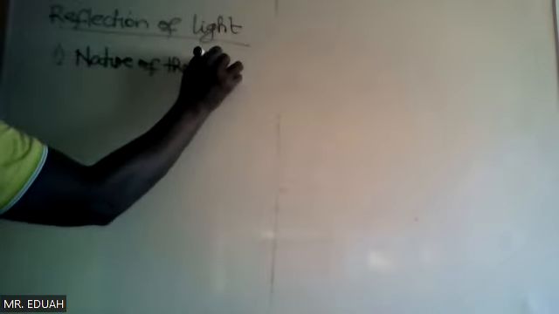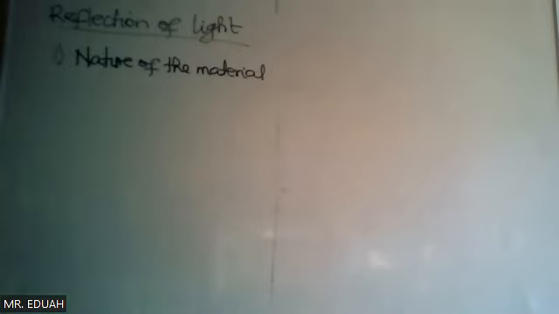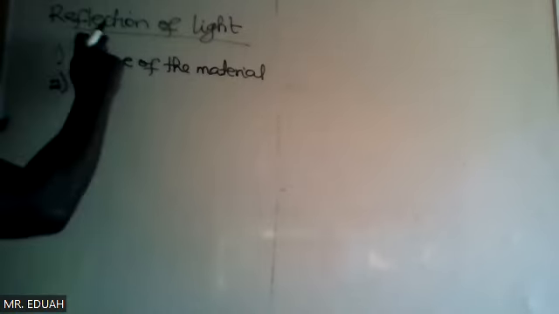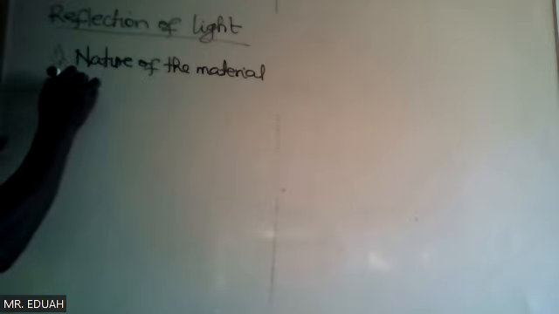If it is solid, then the extent of reflection depends, one, on the nature of the material. With the nature, we are talking about whether it's a solid material, and if it's solid, is it metal? Is it wood? Is it plastic? So the nature of the material informs the extent of reflection. Then two, the other factor on which reflection depends is the nature of the surface of the material.